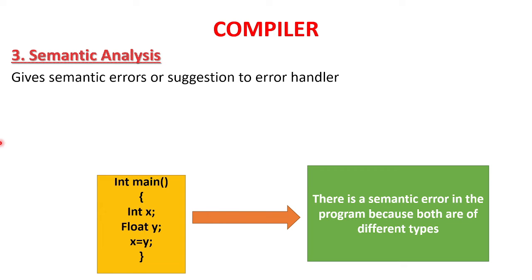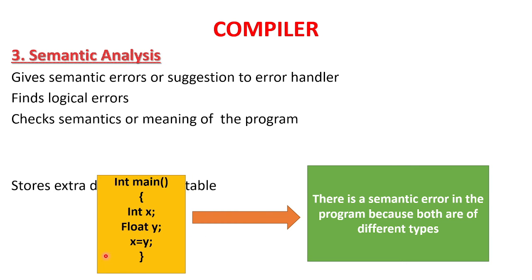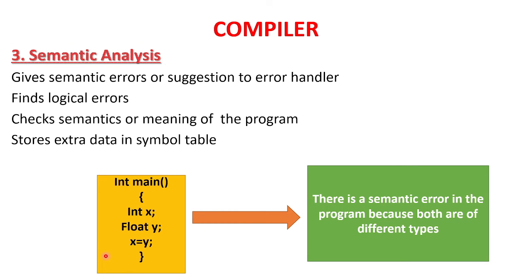It gives semantic error suggestions to the error handler and finds logical errors rather than syntax errors. Syntax means the way of writing is wrong. Semantic means a logical error, or the meaning is wrong. So it checks the semantics or meaning of the program and stores extra data in the symbol table.